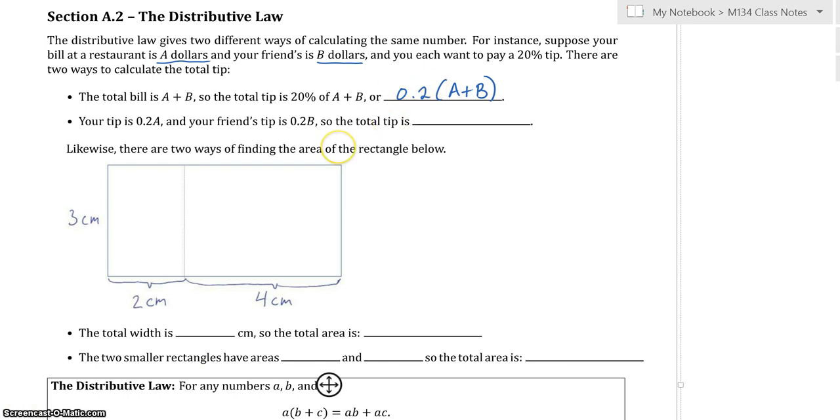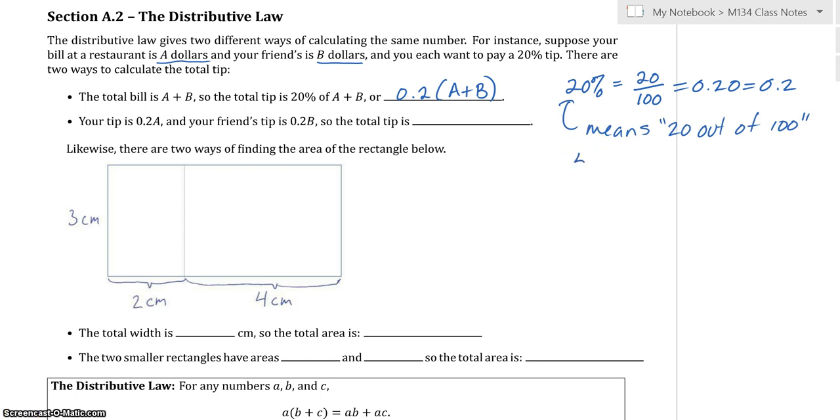You might be wondering where I got 0.2. Well, let's review percentages. What does 20% mean? 20% means out of 100. So what I'm going to do is take 20 out of 100. And if I do this on my calculator, we know that that is 0.20, or you don't need that extra zero, so I just called it 0.2.